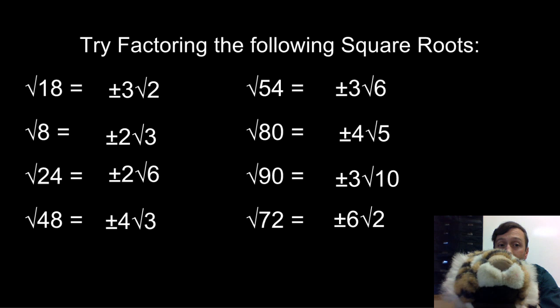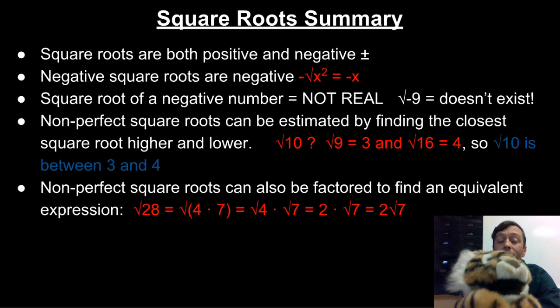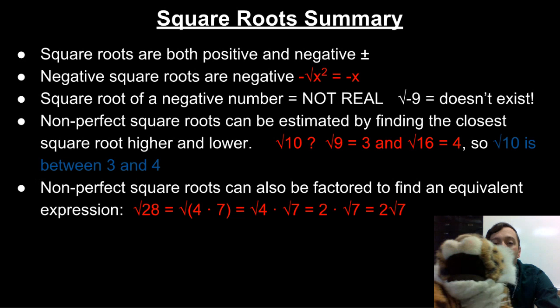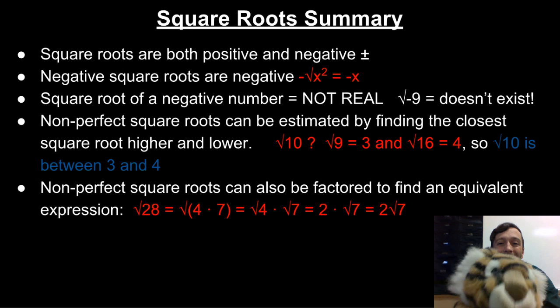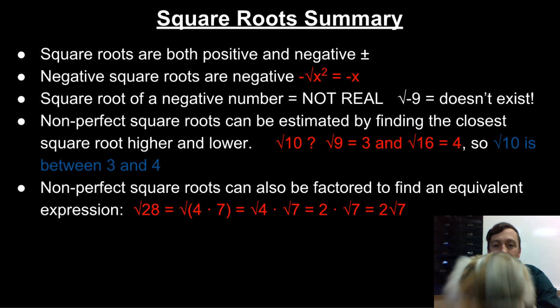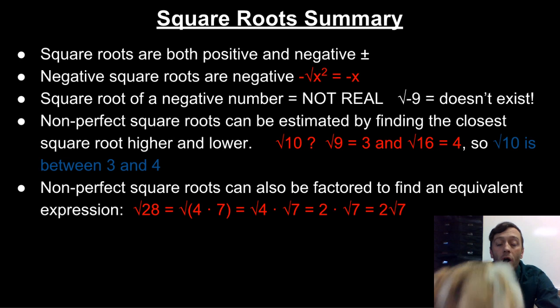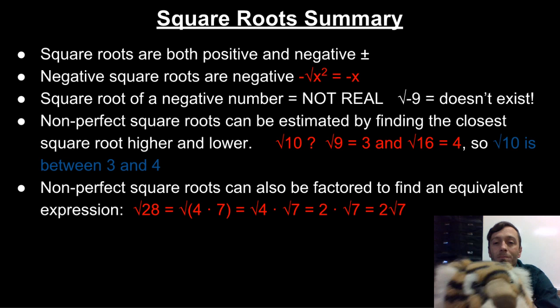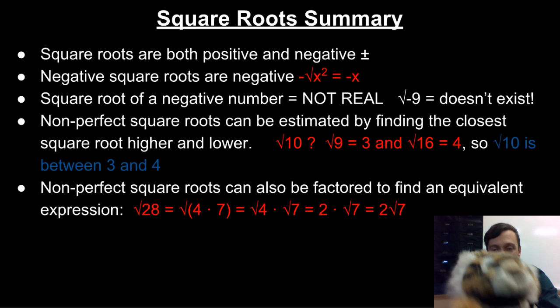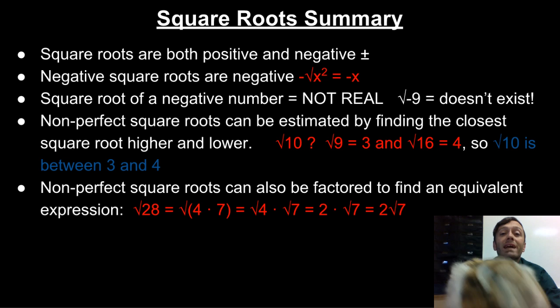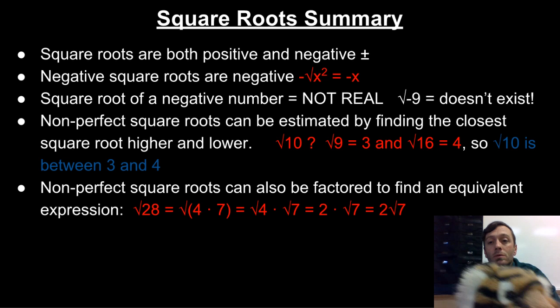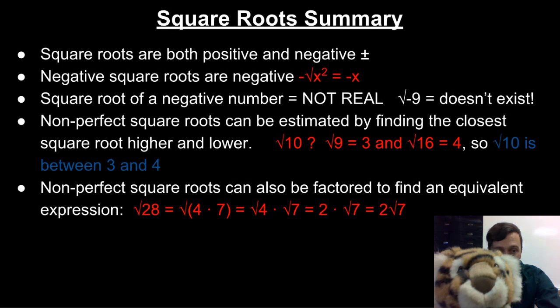Finishing up our video today, we've got a summary, which I think is a good way to end a video. 5 main points. Square roots are both positive and negative numbers. You got a new symbol. It's a plus sign on top of a negative sign to show that it's positive and negative. Negative square roots are negative. So if you have that negative symbol outside the radical, your answer is only negative. Square roots of a negative number are not real, they don't exist.